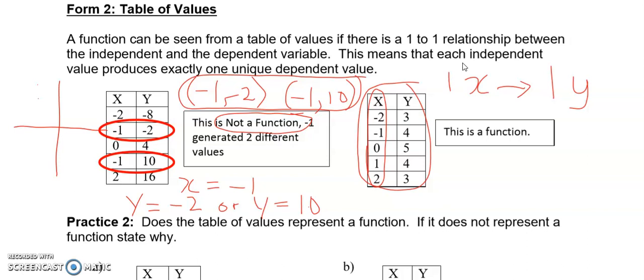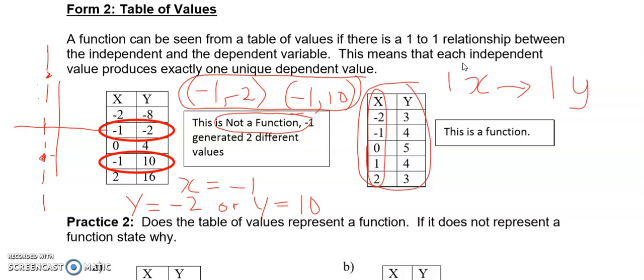-1, -2 would be approximately right there somewhere. Something like that, okay? 1 to the left and 2 down. But -1, 10 would also be 1 to the left, but 10 up, way up there somewhere. Now, if you look at those 2 points, do you notice that one of them is directly above the other? In other words, those 2 points lie on the same vertical line.